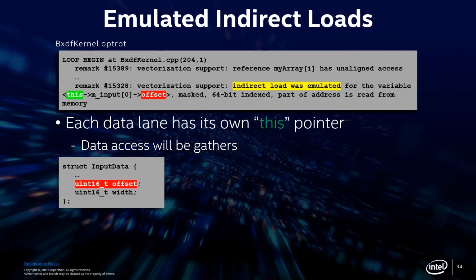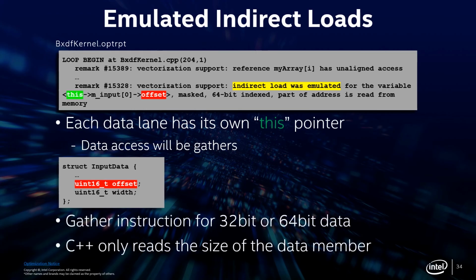Digging deeper into the structure that's being accessed, we find out that the offset data member is a 16-bit unsigned integer. Well, a gather instruction only exists for 32-bit or 64-bit data, and C++ is only generating a read for the size of the data member. It may not be legal to read more than the data member size. So the gather will have to be emulated by emitting 16 individual load instructions with address calculations and then manipulating the loaded values back into a vector register so they're side by side, so they can continue to participate in the rest of the SIMD operations. And this overhead can inhibit scaling quite a bit.